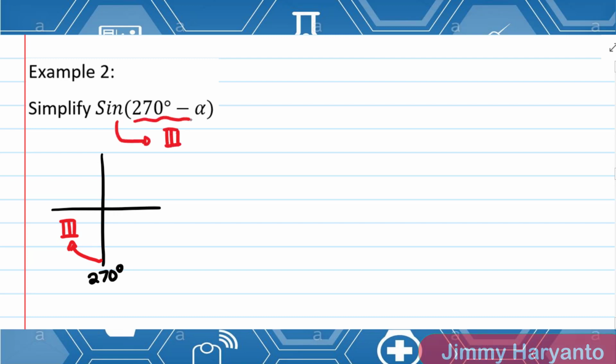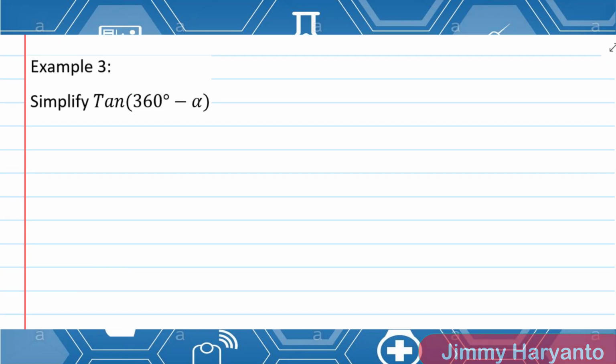Sine in quadrant 3 will be negative, so I will write negative right here, and then take a look at our benchmark. Our benchmark is 270 degree. Yeah, it's not normal, so you have to change the sine into cos. It will be cos, and then 270, and then the minus disappears. Yeah, minus disappears. It will be negative cos alpha only.